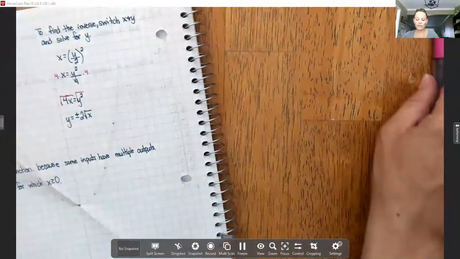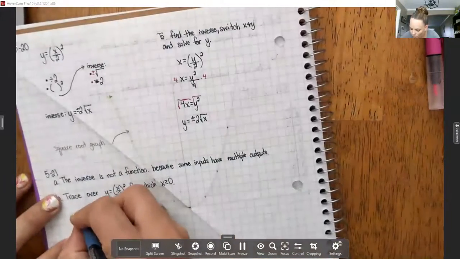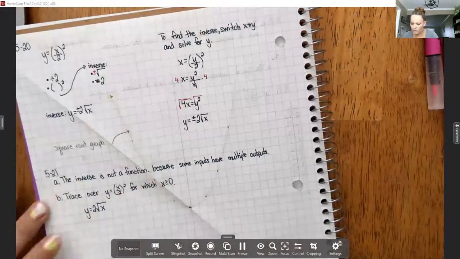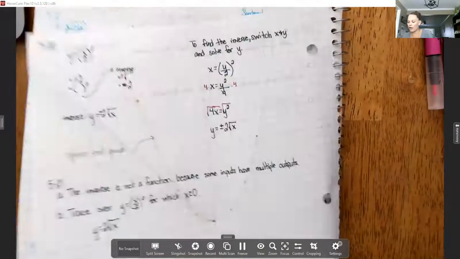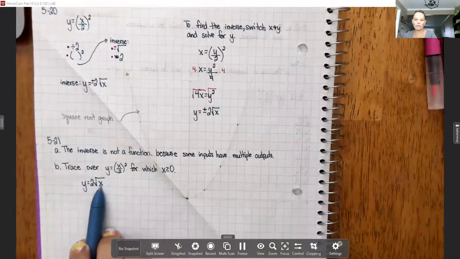So it's the top half. So the equation for that top half is the positive part of this. The equation that I highlighted in pink, just this part, would be y equals 2 times the square root of x.